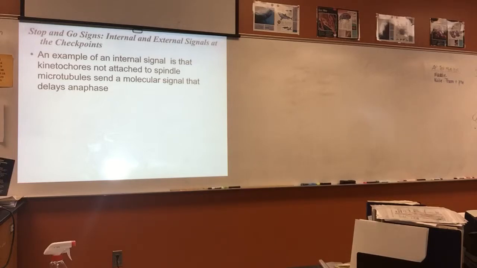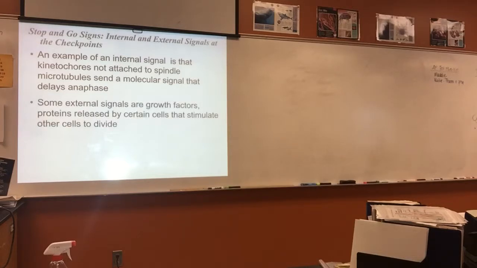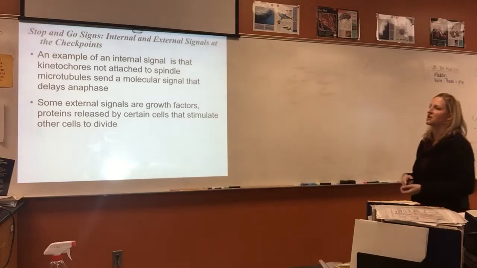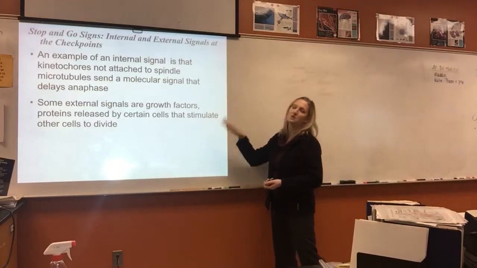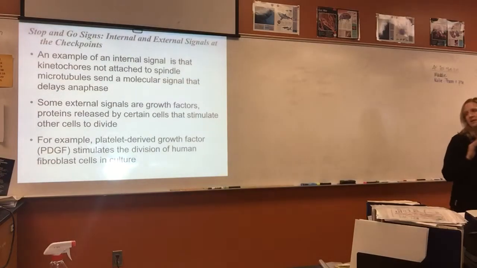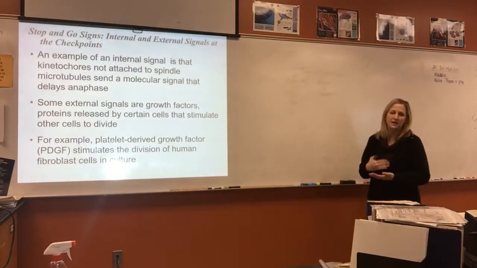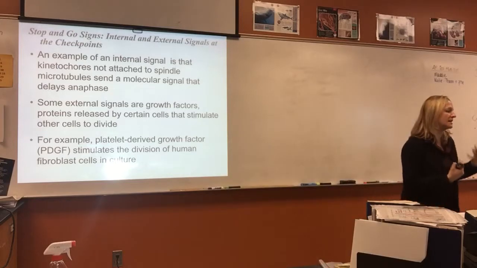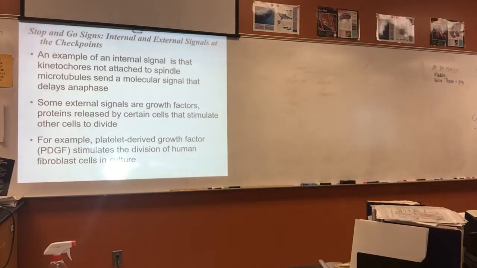But there are some things that are external, outside of the cell, that can also control the cell cycle as well. They have some influence on there. So an example of that is a growth factor. Growth factors are signal molecules. They're a type of ligand that we talked about in chapter 11 with cell communication. So these are proteins released by certain cells that stimulate other cells to divide. And so I'm going to show you an example of one, this platelet-derived growth factor, or PDGF. This stimulates the cell division and growth of human fibroblast cells. Fibroblast cells are a certain type of connective tissue in humans.